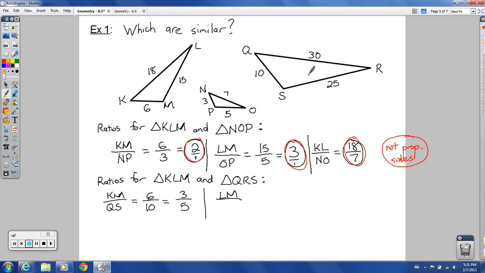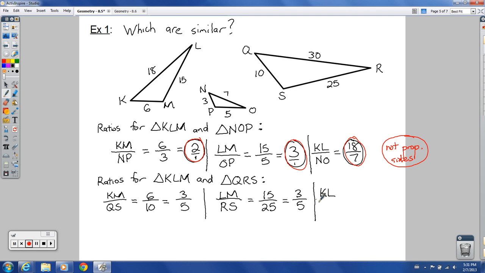That's the middle one over the middle one here, SR or RS. That is 15 over 25. Can we reduce that? Yeah, we can. So divide by 5. We've got 3 over 5. Hey, we got 2. We're close. One more will do it for us if it also equals 3 over 5.